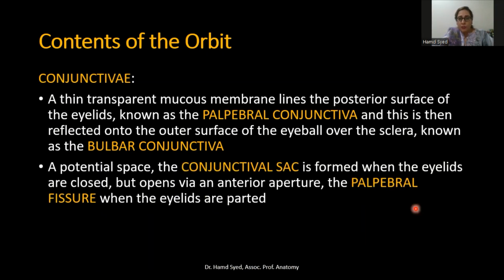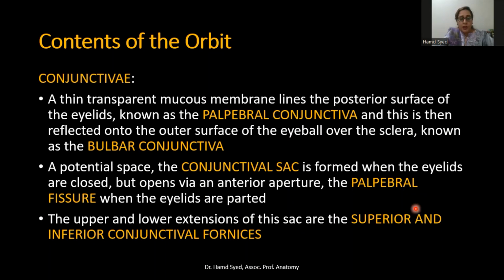There is a potential space known as conjunctival sac, which is formed when the eyelids are closed, but it opens via an anterior aperture, that I told you before, the palpebral fissure, when the eyelids are parted. The upper and lower extensions of the conjunctival sac are the superior and inferior conjunctival fornices respectively.